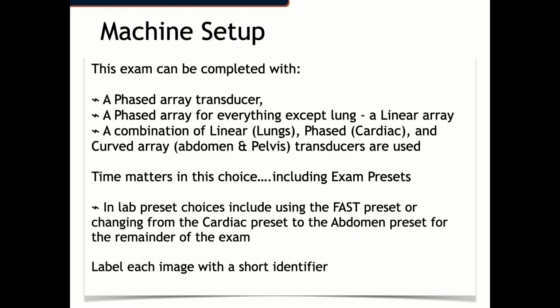The one exception to that will be that I will change my exam presets as I am conducting this exam. You'll see that happen. So I'm going to stay with a phased array transducer. I'm going to use a cardiac preset for my cardiac and lung images, and then an abdomen preset for everything else. In clinic, you should be labeling at least an identifier for the anatomy, and often you won't have time to do that in real time. It might have to be added after the fact.